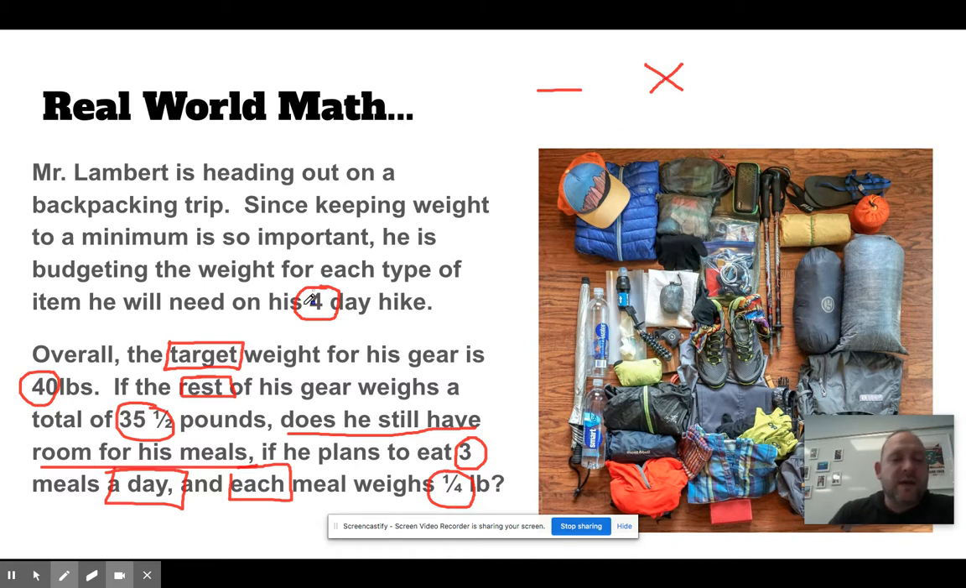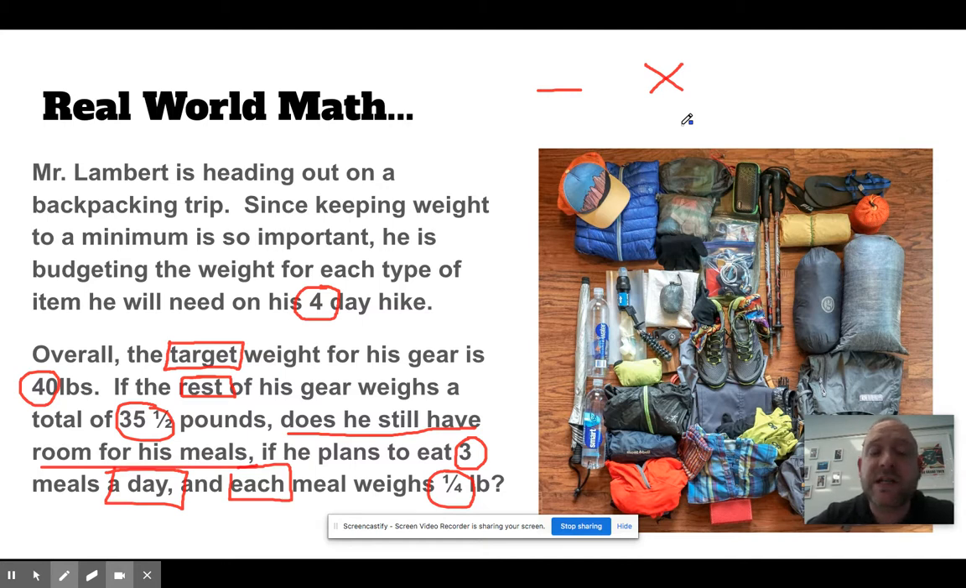All right, so there's what I've got. I've got my numbers circled, so I have 4, 40, 35.5, 3, 1/4. I know I have to use subtraction and multiplication. So here's the hard part, ladies and gentlemen. I really want you to do this. Get a piece of paper and a pencil. I want you to pause the video and see if you can come up with an equation that will figure out whether or not I have enough room for my meals, given the information on the page here.